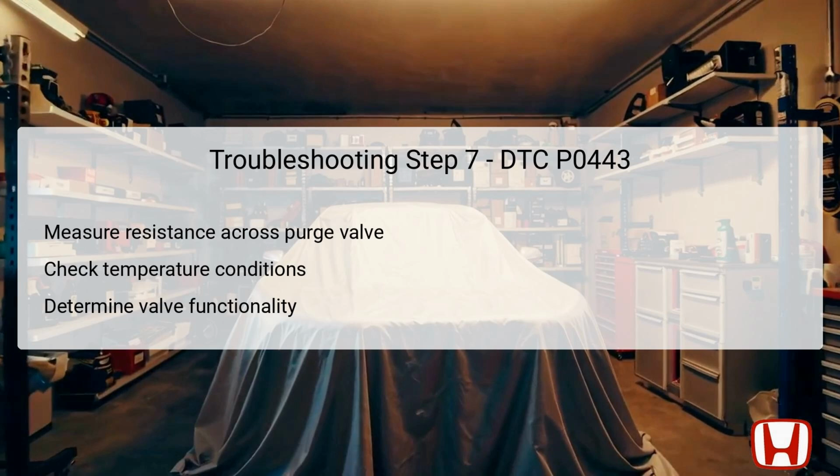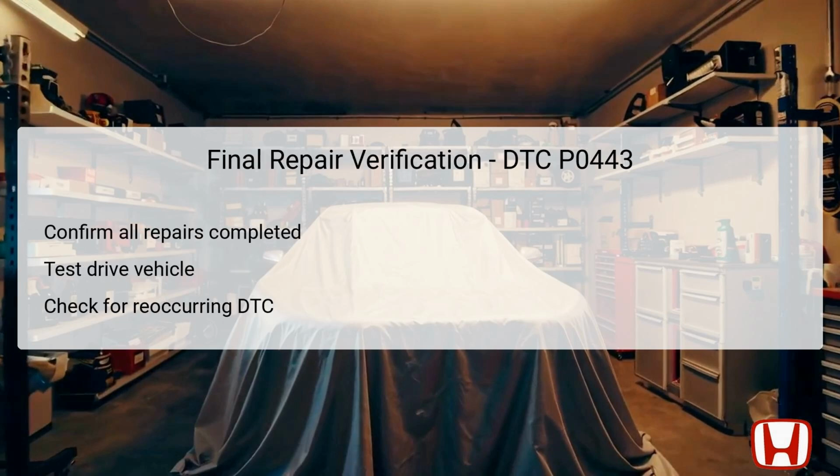If resistance values are found within this range, the valve is functioning correctly. Conversely, if the readings fall outside this range, replacement of the EVAP Canister Purge valve is necessary to resolve the DTC P0443. After completing the necessary repairs related to DTC P0443, it's vital to carry out a thorough verification process to ensure everything was correctly addressed.